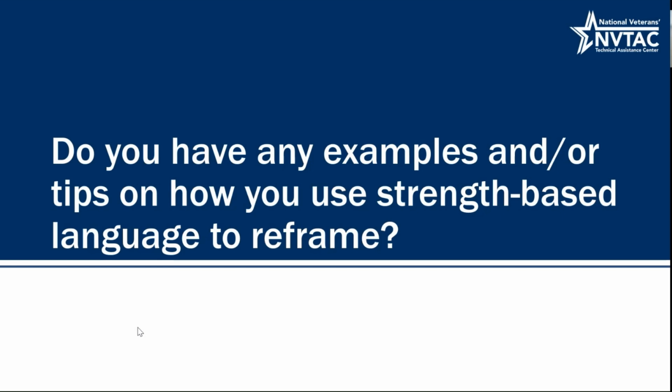Great. Any other examples from anyone? Please raise your hand. We would love to hear from you. Please unmute yourself, and then we'll be able to unmute you. Or go ahead and write it in the chat. We'd love to hear any tips, examples, or challenges on using or trying to use strength-based language. Yes, Sabina, we will go ahead and unmute you. I'm allowing Mike now. Okay, great. You can unmute yourself. Hello.